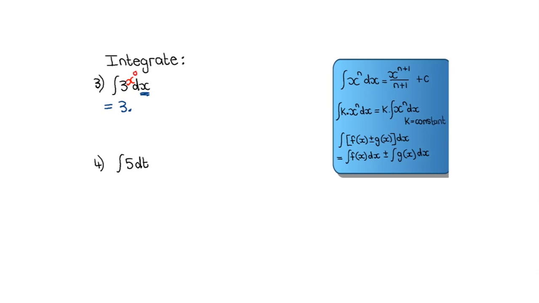But now I know what I can do. I can use this x to the power 0. I can write down what I have. Then I add a 1. And then I have to divide by this new exponent, which is actually 1, plus the constant. Let's just simplify what I have just done. It will be 3x to the power 1 plus the constant.